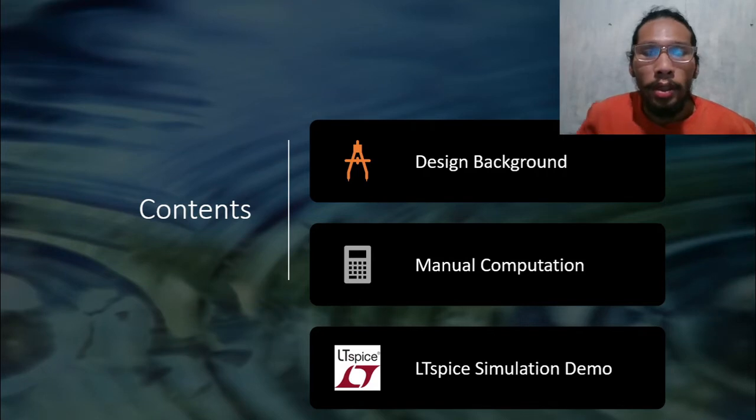In this video presentation, I will divide this into three parts: the design background for the first part, the manual computation for the second part, and the LTspice simulation demo for the last part.